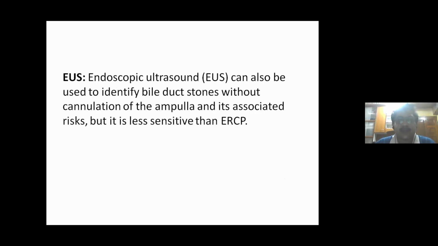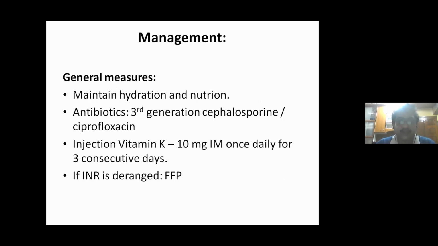Endoscopic ultrasound can also be used to identify bile duct stones without cannulation of the ampulla, and it is associated with less risk, but is less sensitive than ERCP. The management. First, general measures. Patients should be hydrated and given proper nutrition.